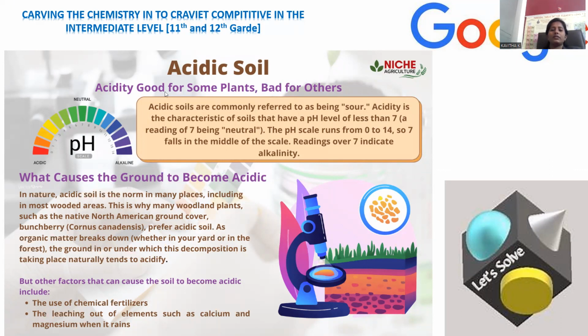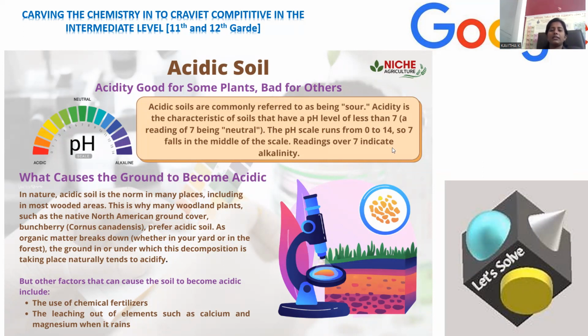Acidic soil is very good for some plants to grow, but bad for others. So it is not suitable to grow all kinds of plant material in acidified soils. That's the reason why we have to examine the soil nature. Then only we can identify what is exactly required to grow the plants.